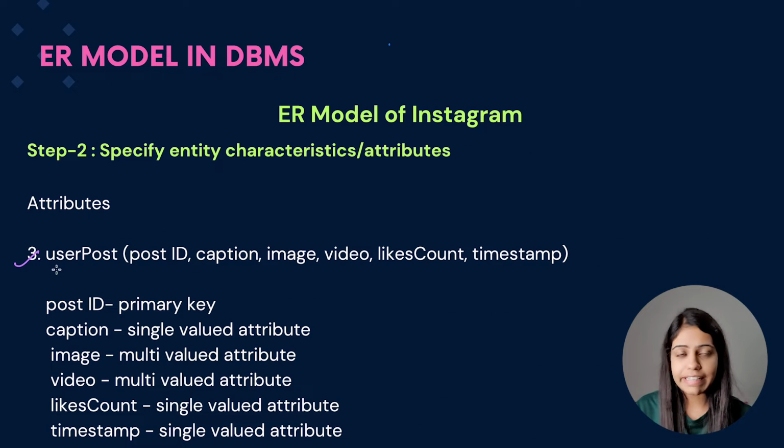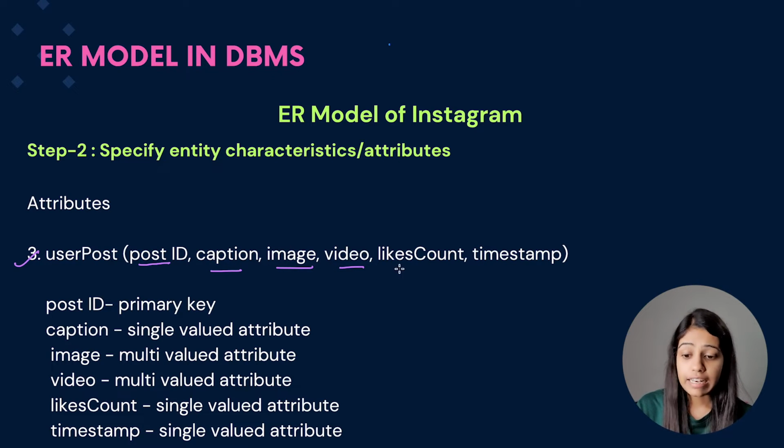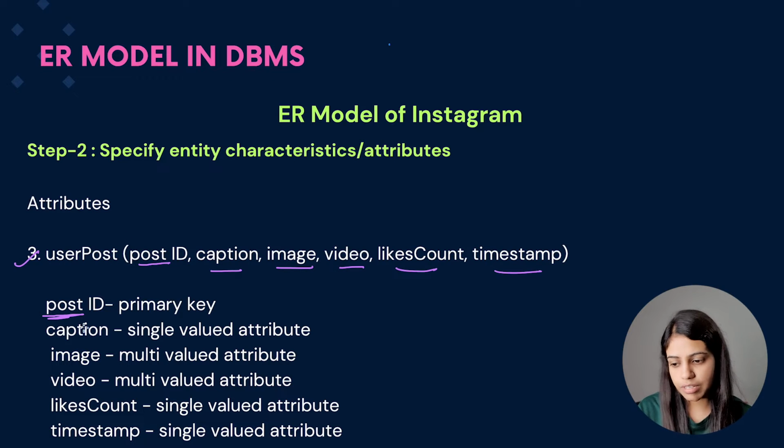Now the third entity is user post. Now user post has a post ID, a caption about the post, or if you post any image then there would be a caption, image, video, likes count and timestamp, the time at which you have uploaded your picture or the time at which you have posted your pictures or videos. So post ID is acting as a primary key for this particular user post table.